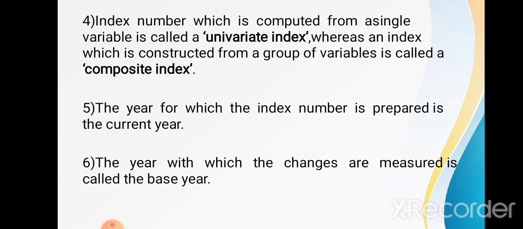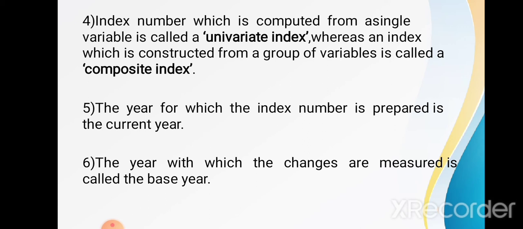Now let us see the fourth feature. What is the fourth feature? The fourth feature says that an index number which is computed, meaning calculated, from a single variable is called the univariate index. What is a univariate index? A univariate index is calculated from a single variable, whereas an index number which is constructed from a group of variables is called the composite index.